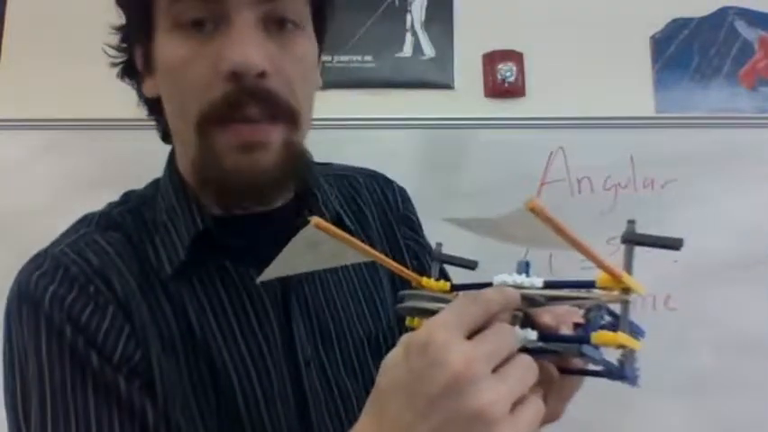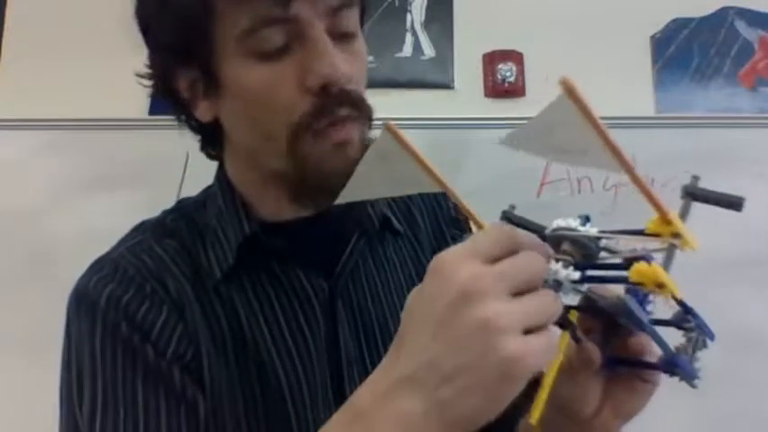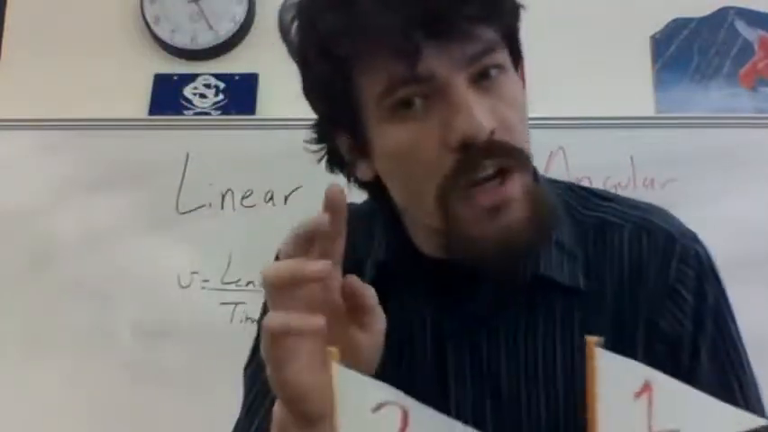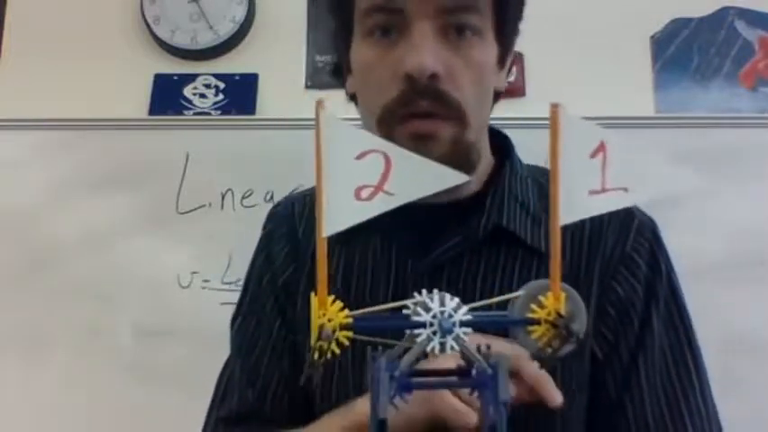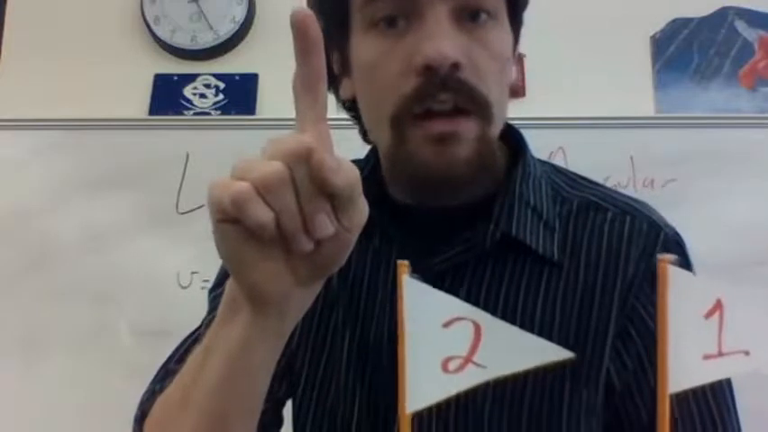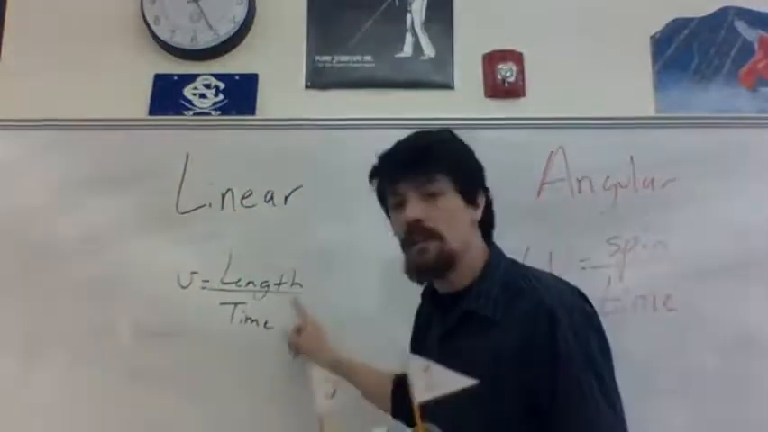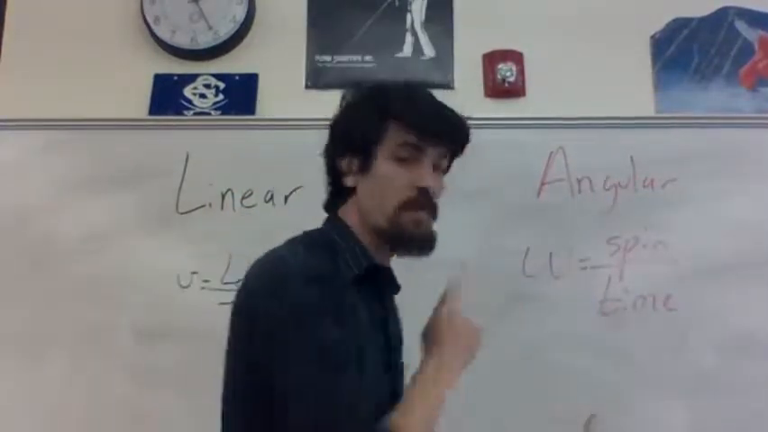For 2, we've got a big gear to small. In 1, we've got a small to big. It's those ratios of the two different radii that allow things to go faster and slower. Again, linear is straight line speed, length per time, and angular is spin per time.